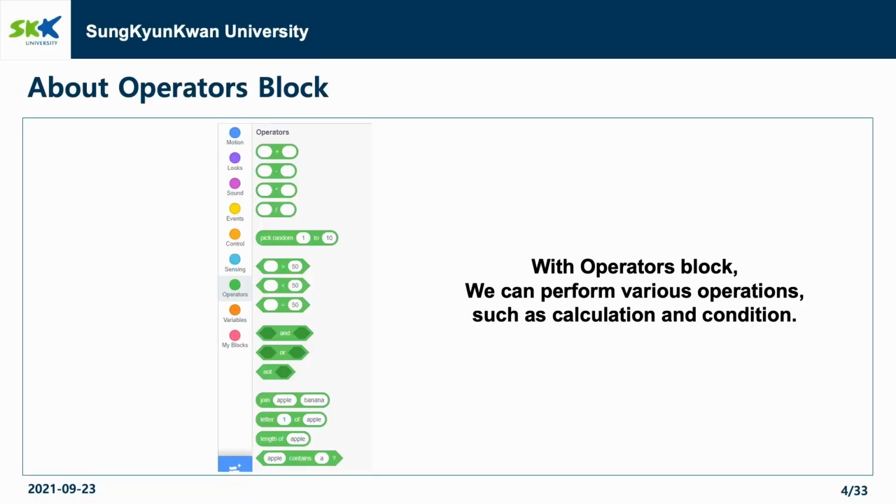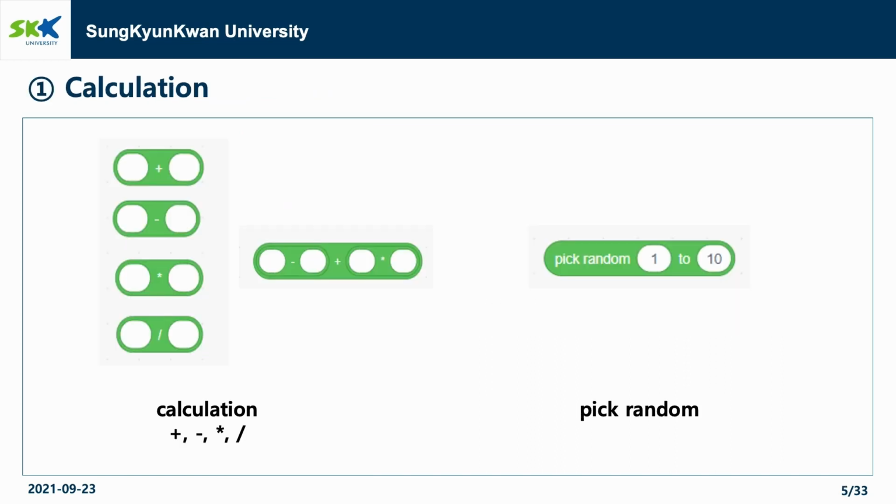Let's learn about operators. Operator blocks are green and we can perform various operations such as calculation and condition. So let me explain them in more detail. First, these are the basic calculation blocks. We can see the four blocks on the left side which contain the four fundamental arithmetic operations. These blocks will calculate the two values in the rounded blank spaces.